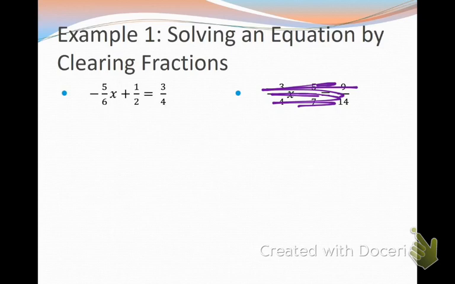Find your LCD, clear each individual fraction, cross-reduce, and then solve the two-step equation. Okay, what's my LCD? 12. LCD is 12. Did you multiply each individual fraction by 12? Yes. Did you do that?